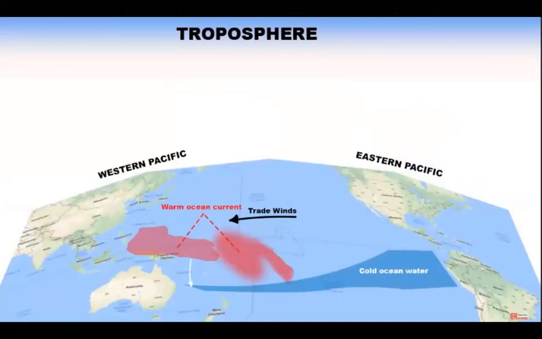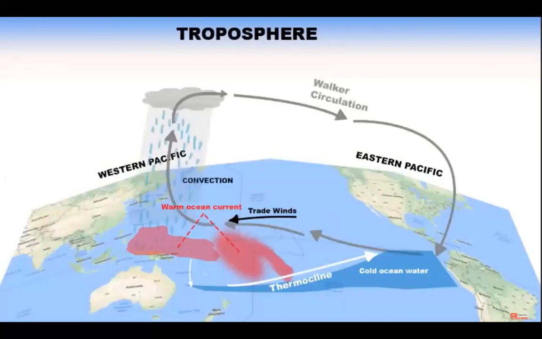Now, if the trade wind pushes the warm surface ocean current towards the western Pacific, the cold water from the deep ocean immediately comes up to the surface. There's a word given to it. It's called thermocline. Thermocline is the rising path of water temperature. And the rest of the process is the same. We saw that in the neutral phase.